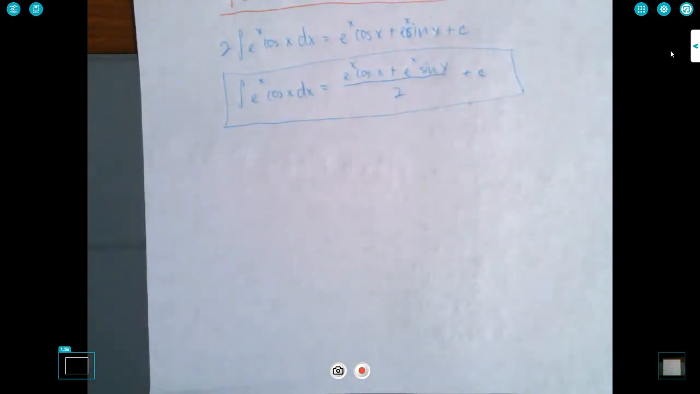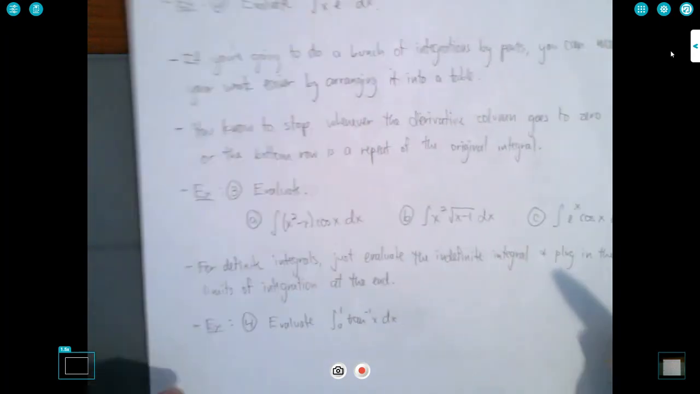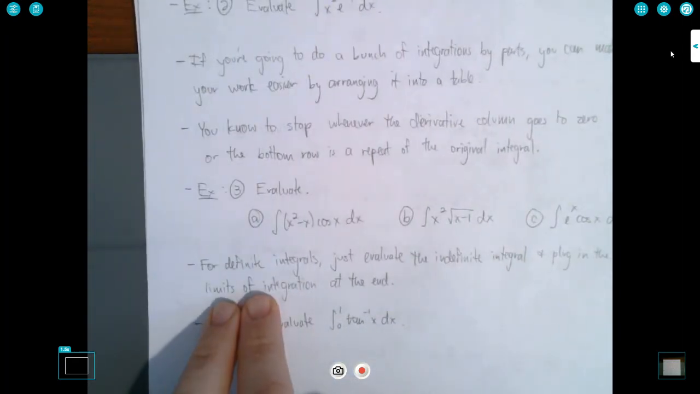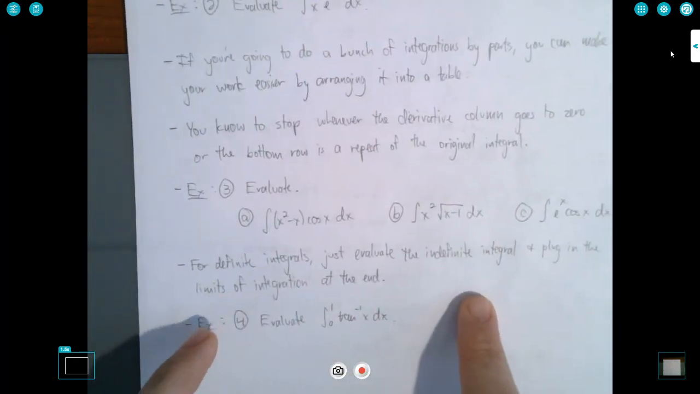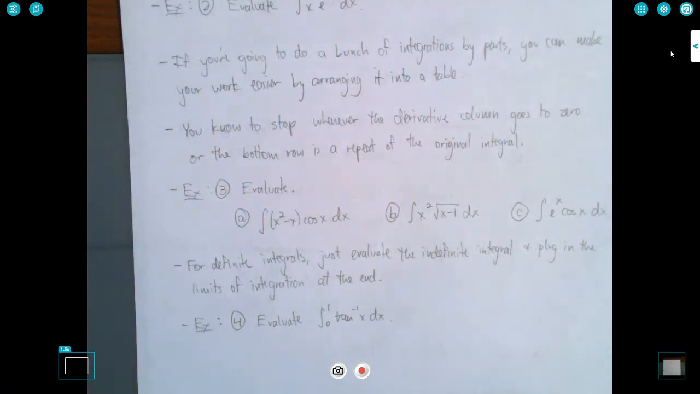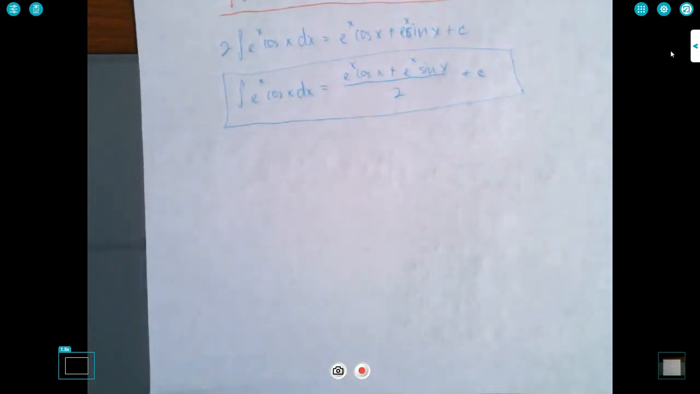Okay, one last example. For definite integrals, we're just going to evaluate the indefinite integral, and then we'll plug in the limits of integration at the end when we're finished integrating. So let's look at an example of that.